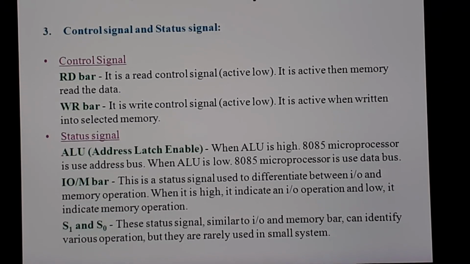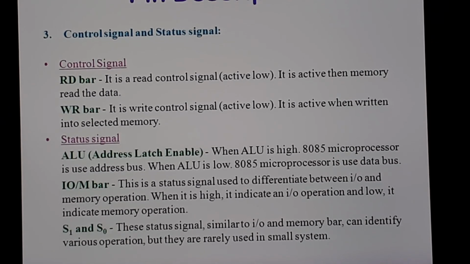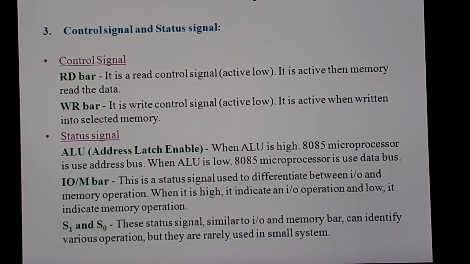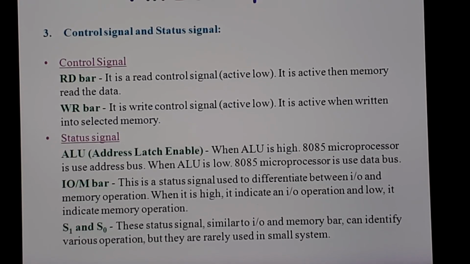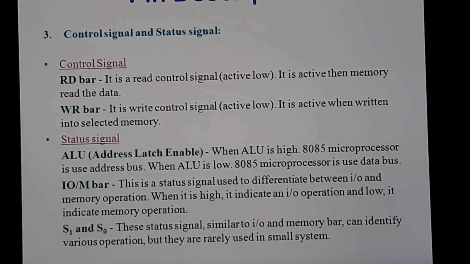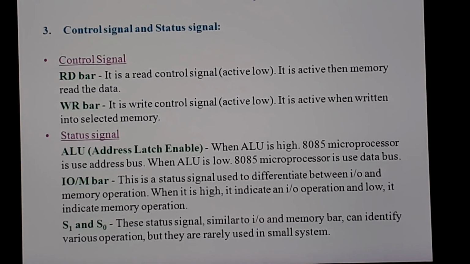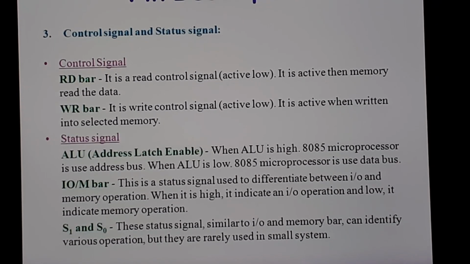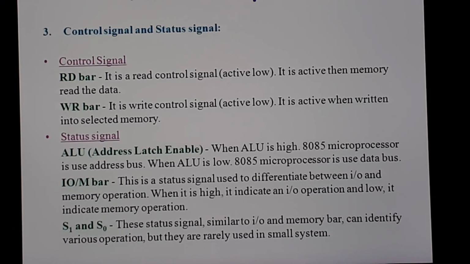Now the next is the status signal pins. Number 1 is ALU. From the diagram, if you see, it is not ALU, it is actually ALE, which is pin number 30 and stands for address latch enable. Next is IO/M bar, which is pin number 34. S0 and S1 we have already seen; I have written them here again since they come under control signals. Pin number 29 and pin number 33 are the status signals S0 and S1.